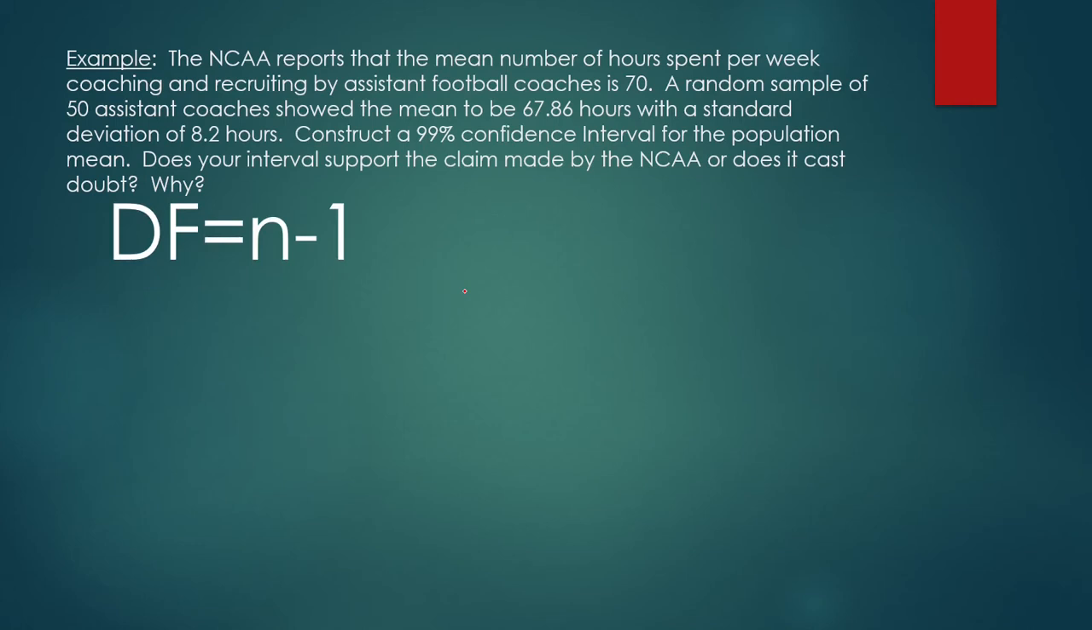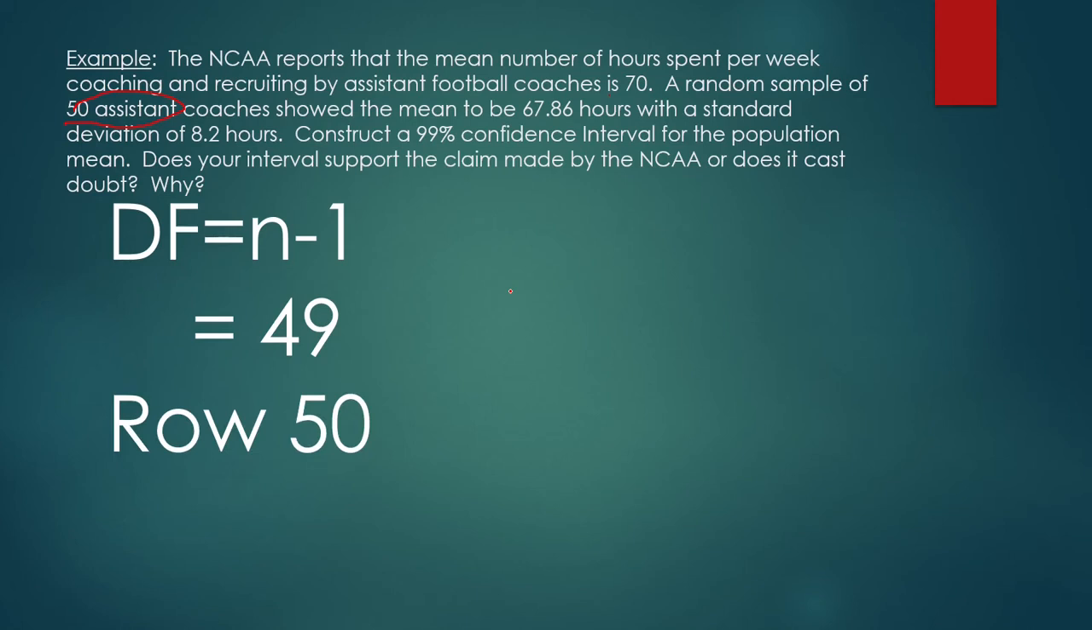Now the degrees of freedom in this case is n minus 1, so we have a sample of 50 assistant coaches, so we know the degrees of freedom is 49. And we're going to use row 50 because our t-table does not have a row 49. 50 is the closest one.